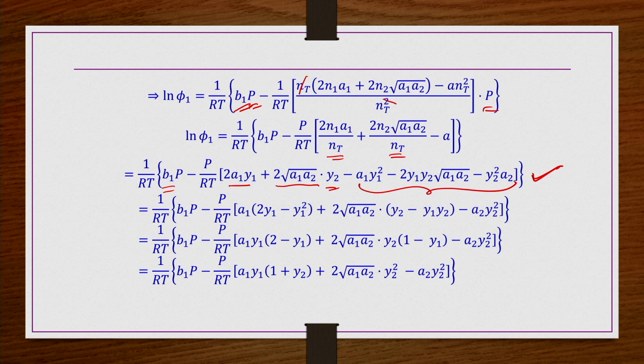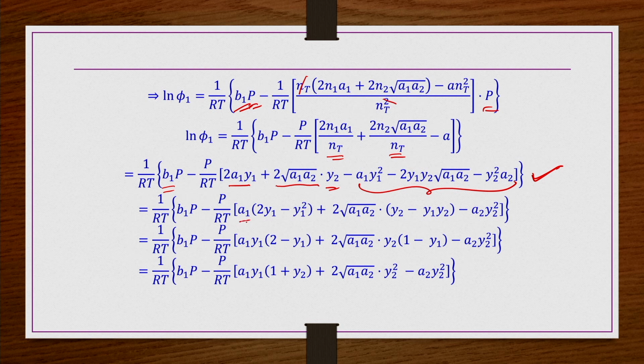So to have limiting conditions from the point of view of a pure substance, we simplify this equation either in the form of a function of y2 or a function of y1. Okay. Let us do it as a function of y2. So here, first what I am doing, A1 I am taking common from this term and this term, so that I can write A1 into (2 y1 minus y1 square), and then from these two terms I am taking 2 square root of A1 A2 as common, so that I can have (y2 minus y1 y2), and then the remaining A2 y2 square term is as it is.